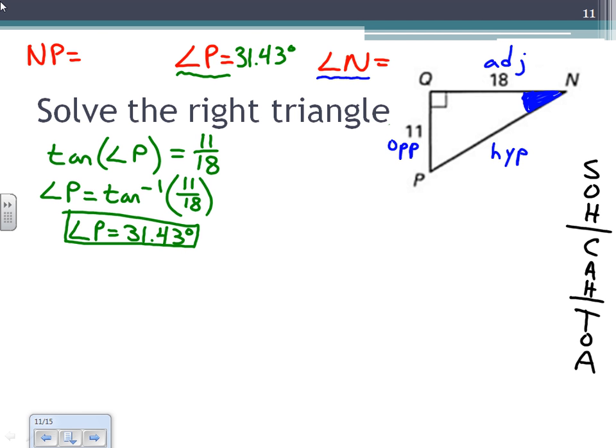Who haven't I heard from yet? Julio, can you set it up for me? Tangent of angle N, because we've changed our angle now, equals. Good. Notice that this is very similar to angle P, except because we switched our angles, notice that the fraction has switched. It's become the reciprocal.